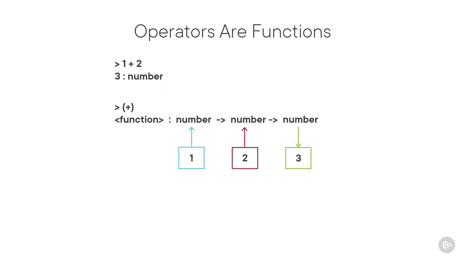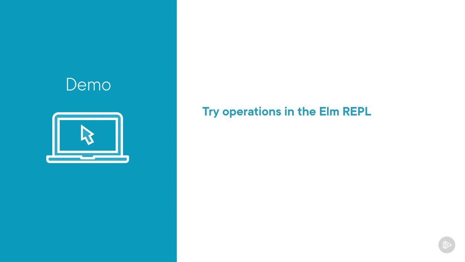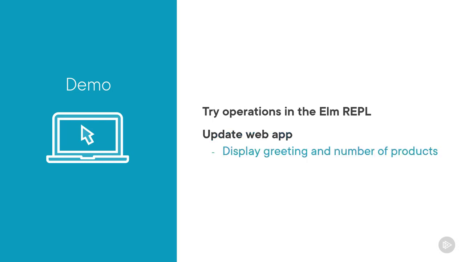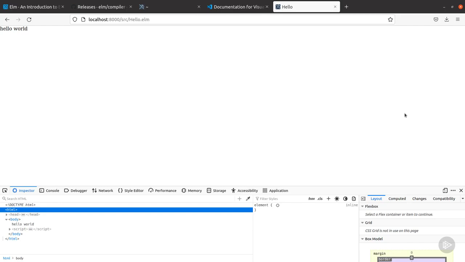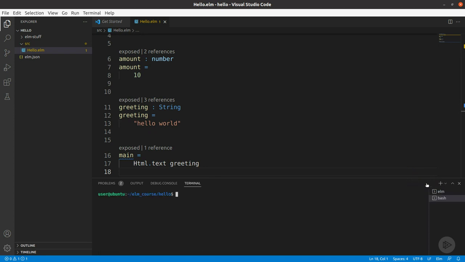Let's run a demo to play a bit with Elm operations. First, we are going to try some operations in the Elm REPL, and second, we are going to update the web app so that it displays a greeting and the number of products in the shopping cart. On the demo machine, switch to Visual Studio Code. To keep Elm Reactor running, click the plus sign to open a new terminal. Then type elm repl so that we can try a few operations.